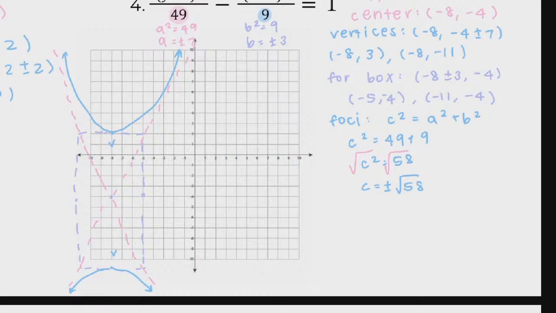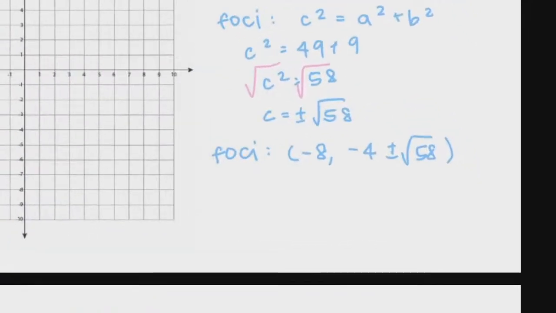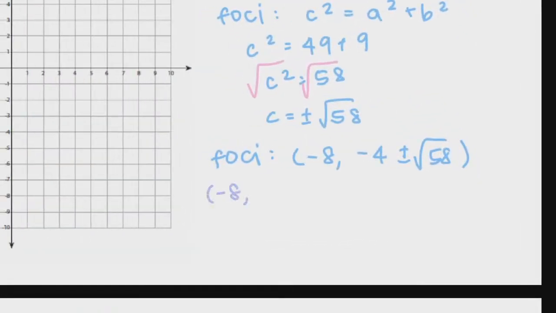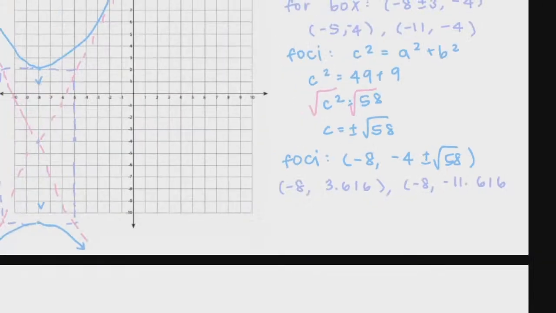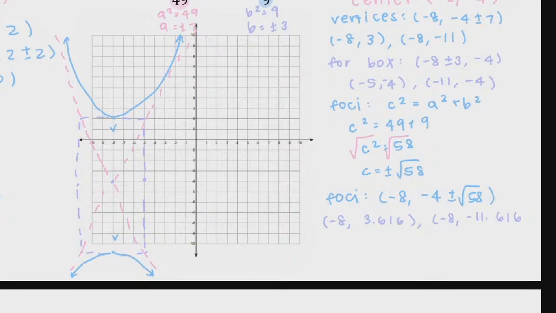And since for the vertices, the y coordinate of the center changed, for the foci, we're going to be changing the y coordinate as well. So that's going to be negative 8, negative 4, plus or minus rad 58. Then you would use a calculator to figure out what these two numbers would be. So that's negative 8, 3.616 when we add them, and negative 8, negative 11.616 when we subtract them. So that means the foci are going to be about here and here.